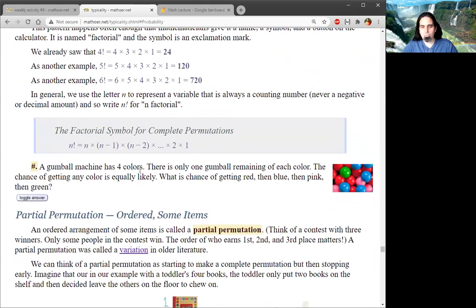Okay, see if you understand this. The gumball machine has 4 colors. There's only 1 gumball remaining of each color. The chance of getting any color is equally likely. So what's the chance that you get red, then blue, then pink, then green?